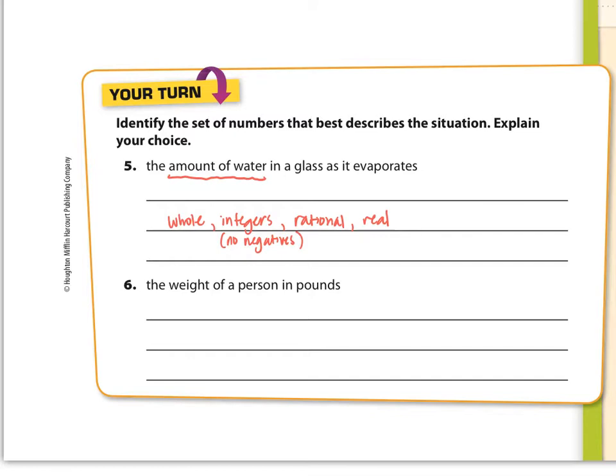Number 6, the weight of a person in pounds. And so the weight of a person, if you were to tell me your weight, if I tell you my weight, what kind of number would that be? So that could definitely be a whole number. So I could say something like, I weigh 150 pounds. Integers, I could use some integers, but this is similar to number 5. I cannot say I weigh negative 20 pounds or something like that, right? So we don't want to think about negatives here. And then I could also use rational numbers, because I could say, oh, I weigh about 155.5 pounds, and these are all real numbers.